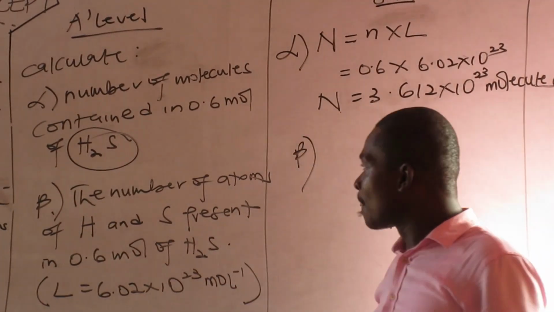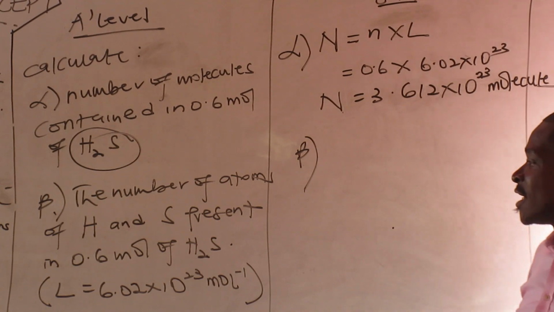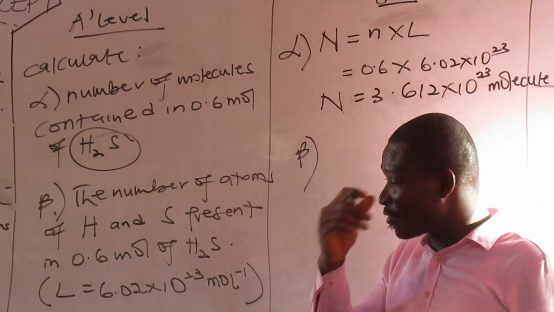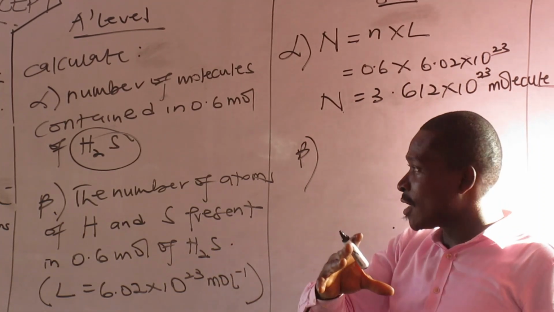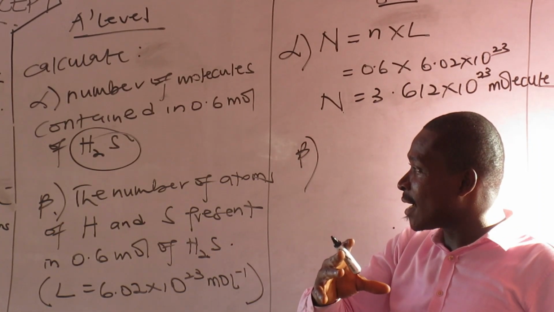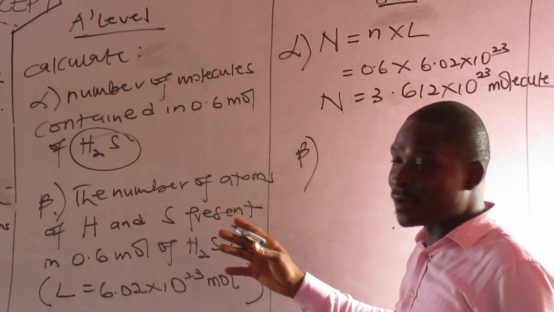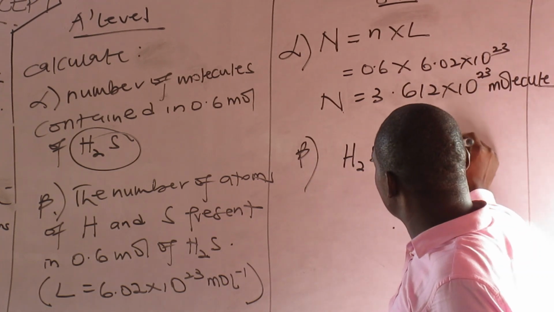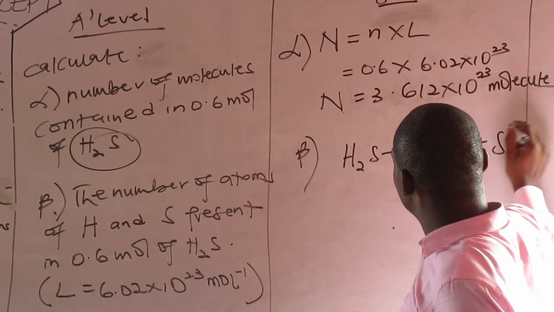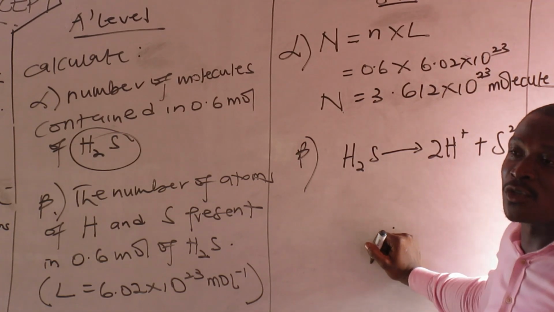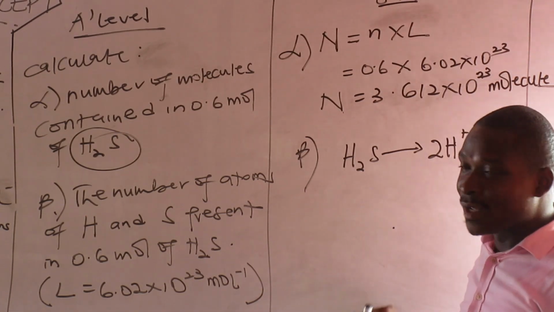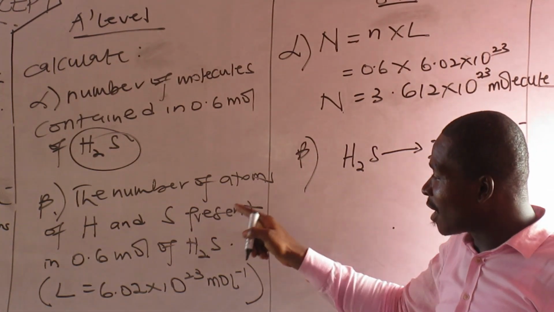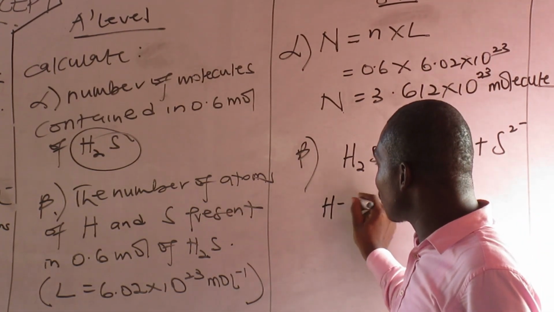Find the number of atoms of H and S present in this. You are asking us to find the number of atoms in this. I have to break down the whole thing, right? So I have 2 of this, and I have S2 minus just 1. You see that? So how many atoms do we have here? We have 3 atoms here, right? We have 2 of this, and we have just 1 of the sulfur. So let's look at each atom.